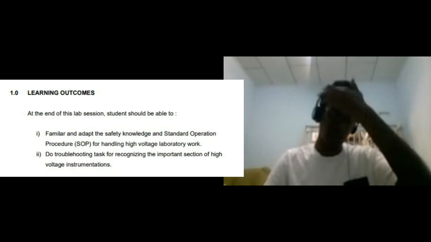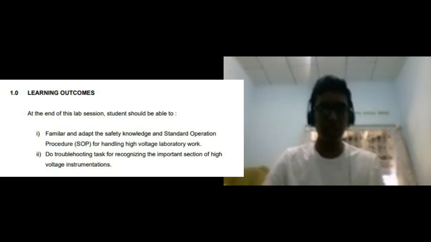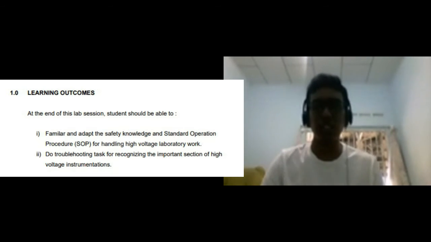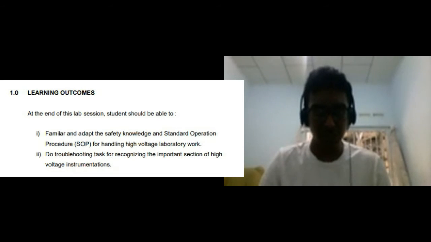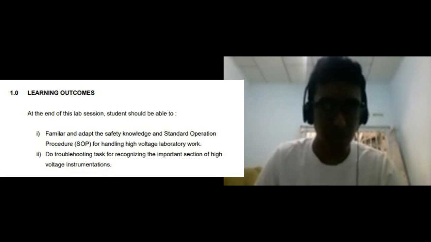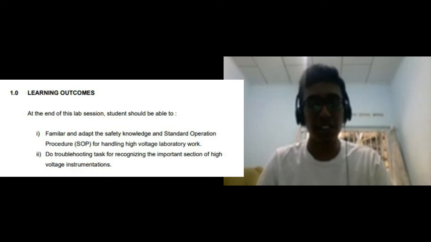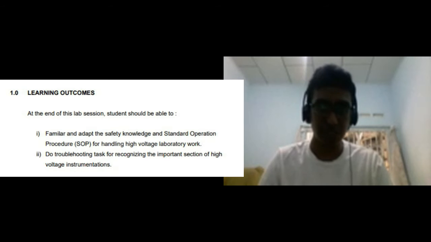From the learning outcomes, we need to get familiar with and adapt the safety knowledge and standard operating procedure (SOP) for handling high voltage laboratory work. We also will learn how to do troubleshooting tasks for recognizing the important sections of high voltage instrumentation.